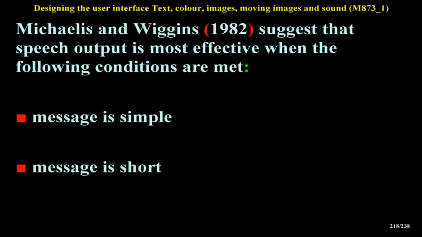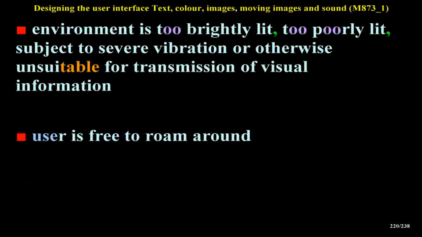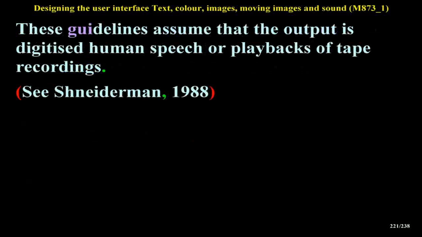Message is simple. Message is short. Message will not be referred to later. Message deals with events in time. Message requires an immediate response. Visual channels are overloaded. Environment is too brightly lit, too poorly lit, subject to severe vibration or otherwise unsuitable for transmission of visual information. User is free to roam around. These guidelines assume that the output is digitized human speech or playbacks of tape recordings.